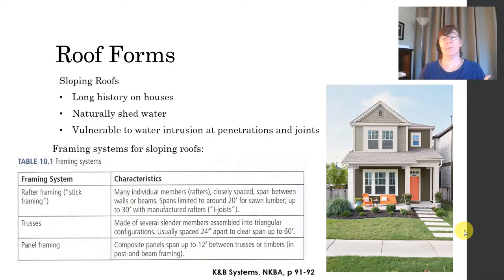Sloping roofs have a long history in residential construction, in houses. And if anybody needs reminding of what a sloped roof looks like, I got a picture right here for you. Okay. They naturally shed water, which is why they've been so popular for so very, very long. There's a couple different ways you can frame sloping roofs. One is to use rafters, and the other is to use trusses. We're going to be talking about both of those. You can also have panel framing. It's much less common, so I'm going to stick to the rafters and the trusses.